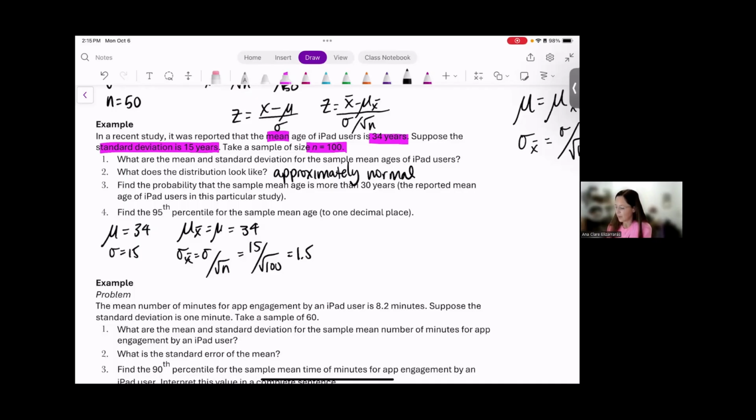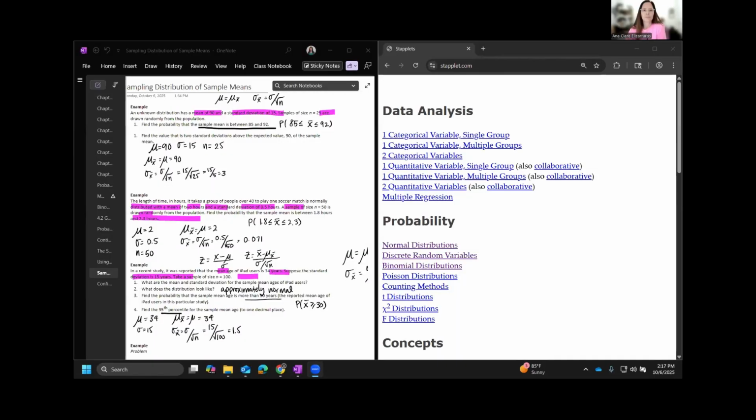Find the probability that the sample mean age is more than 30 years. That's asking me to calculate the probability that the sample mean is more than 30 years. And then I'm also asked to find the 95th percentile. Well, we want a value then, so we're going to switch the way we use the calculator in order to perform this. Let's pop over to Statplet to answer some of these questions.